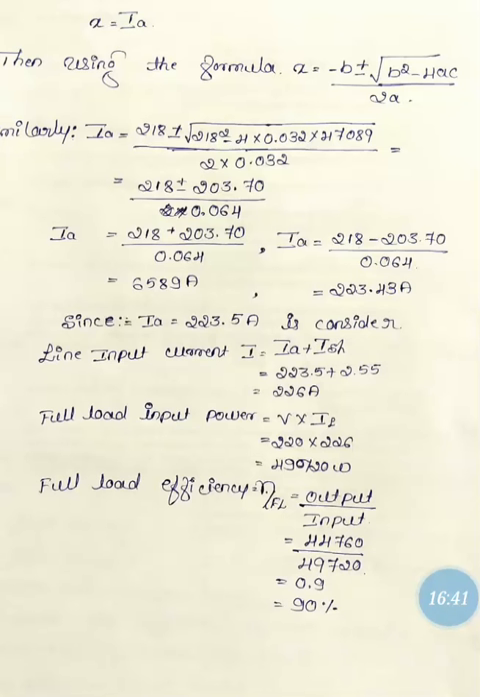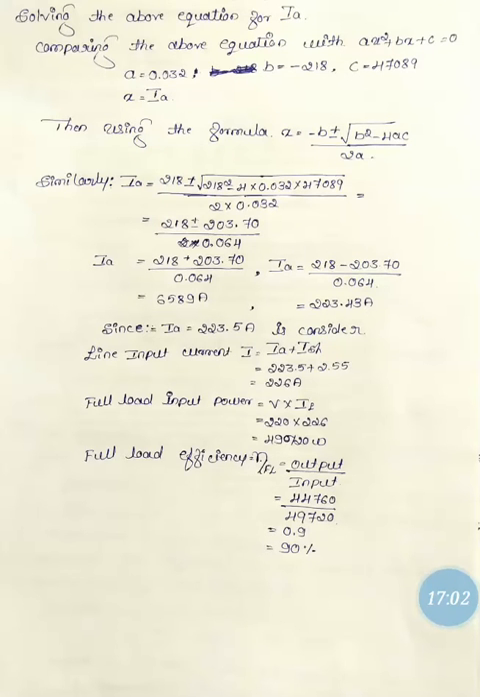Then full load efficiency can be calculated as the ratio of output power to the input power. Output power is given, that is 44,760, and input power that we calculated above is 49,720. Then we will get the full load efficiency as 90%. So this is the numerical on the Swinburne test.